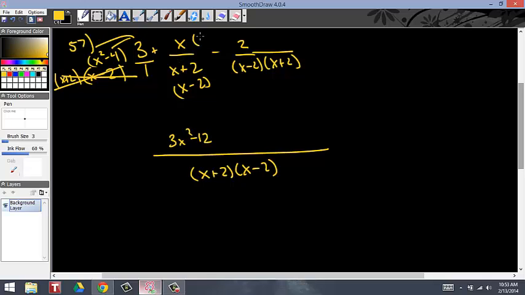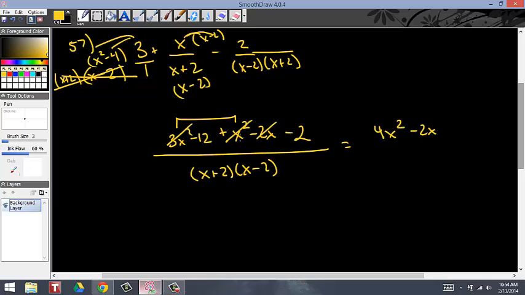Let's see here. This gets multiplied by an x minus 2, so it's going to be plus x squared minus 2x minus 2. All right. Remember, the right term didn't need anything. So let's combine some like terms here. That's going to be a 4x squared. Those are gone. Minus 2x. That's gone. Minus 14 all over x plus 2 times x minus 2.